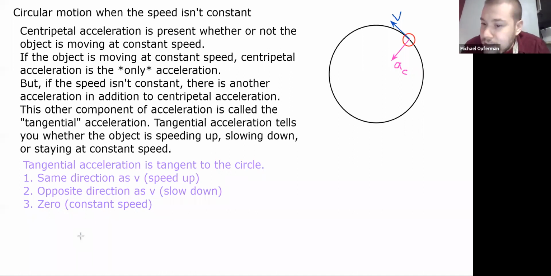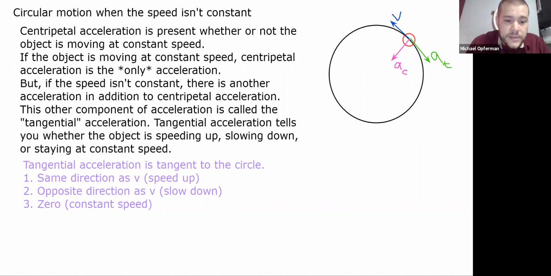Anyways, so that's how you handle tangential acceleration. Let's say, for example, we had here a tangential acceleration pointed in that direction. Tangential acceleration, as you can probably guess, is going to be denoted as a_T. Tangential acceleration would be opposite direction of velocity. So this would describe an object which is traveling counterclockwise, but slowing down as it travels counterclockwise.